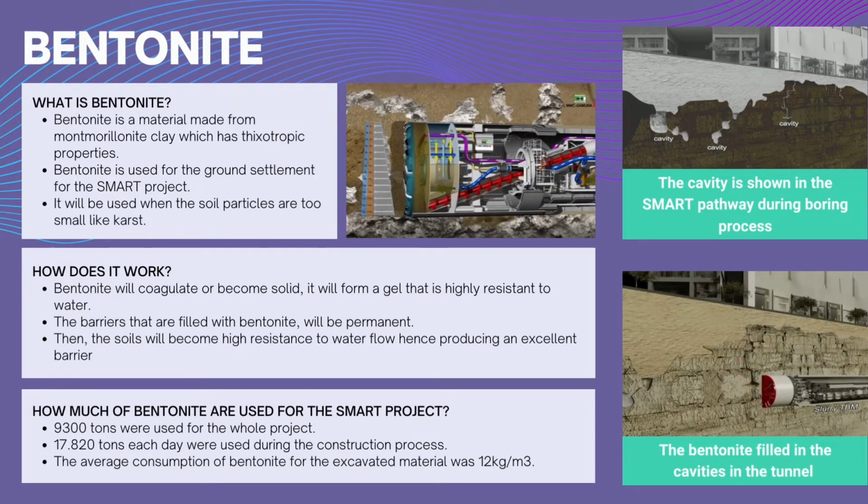How much bentonite is used for the SMART project? Bentonite is used at an average of 9,300 tons for the whole project, and 17.82 tons each day were used during the construction process. The average consumption of bentonite for excavated material was 12 kg per meter cube. And the figure at the bottom is a short video of how the bentonite is being put in the cavities and how the bentonite works in the TBM.